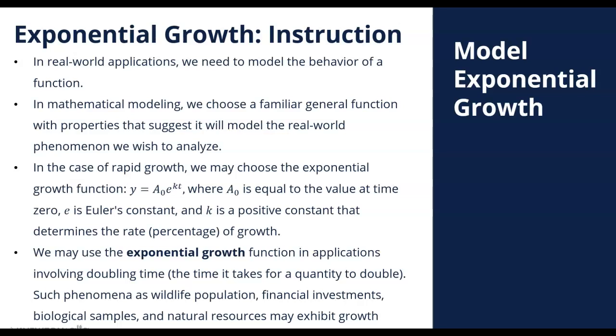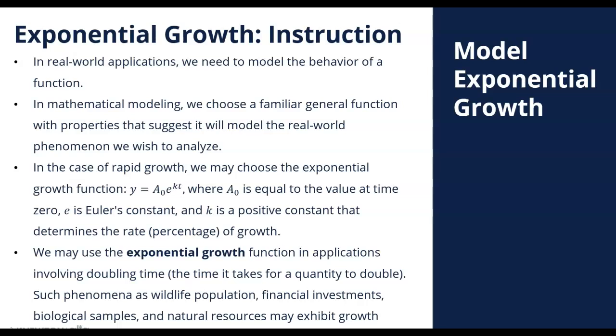In real-world applications, we need to model the behavior of a function. In mathematical modeling, we choose a familiar general function with properties that suggest it will model the real-world phenomenon we wish to analyze. In the case of rapid growth, we may choose the exponential growth function y equals a sub 0 e to the kt, where a sub 0 is equal to the value of y at time 0, that's the initial condition. And e here is Euler's constant, and k is a positive constant that determines the rate or percentage of growth.